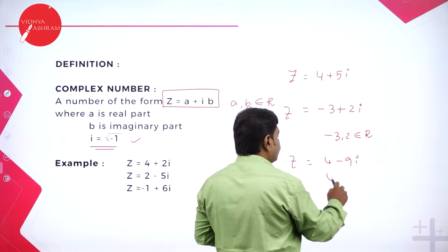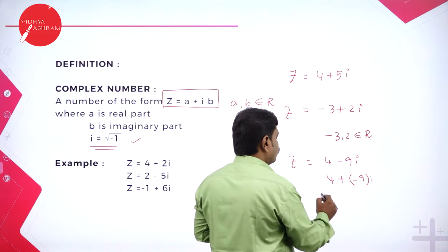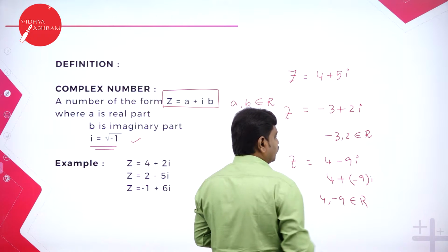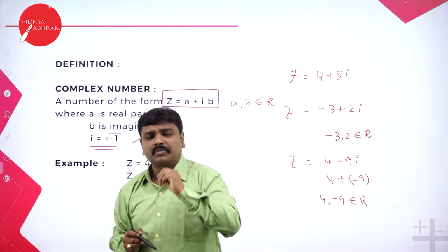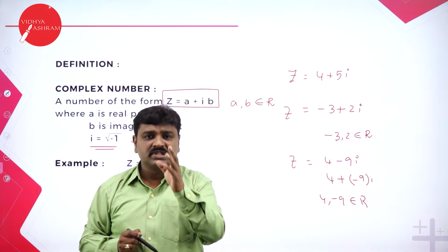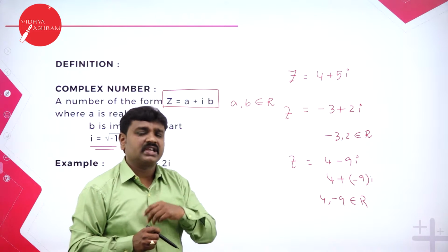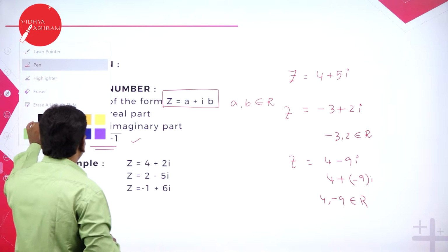Because here it is in the form of, can I write 4 plus minus 9 into i? So now 4 comma minus 9 are in the form of a comma b. So these two are real numbers. So these are all the complex numbers. So my dear students, what is a complex number? A number of the form z is equal to a plus ib, where a and b are any real numbers, i is root of minus 1. So inside the root, if you have a negative, we call it as what? Imaginary.